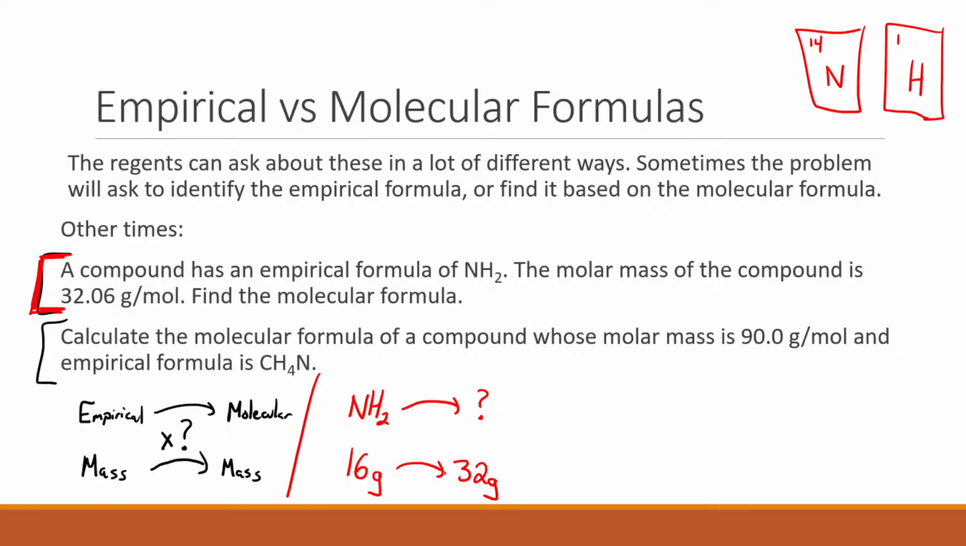And now with 3 of our 4 pieces, we can find the ratio. To go from 16 to 32, I multiply my whole thing by 2. So if I'm doubling the mass, I must also be doubling this ratio, which will make my final answer N2H4.